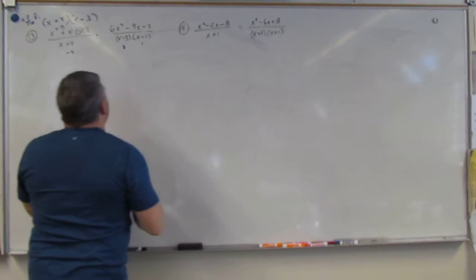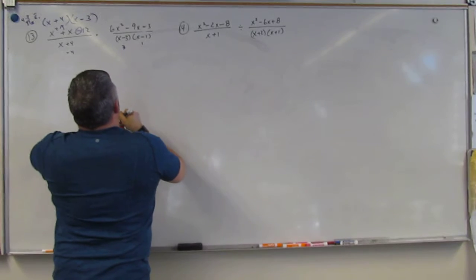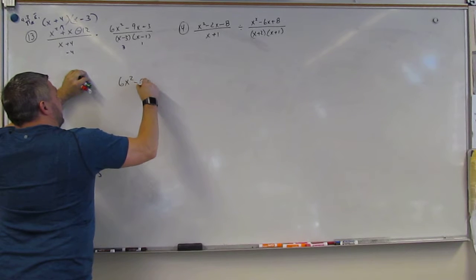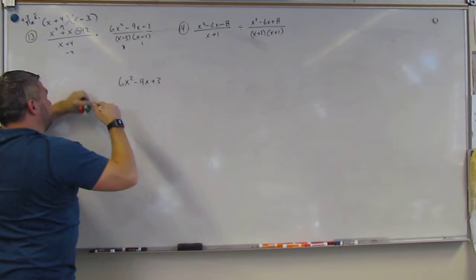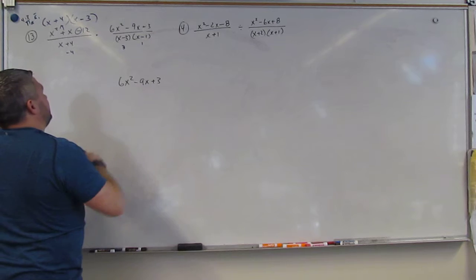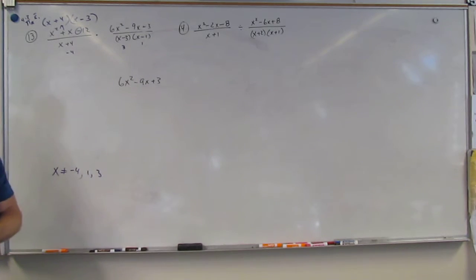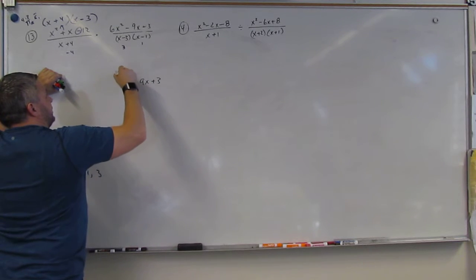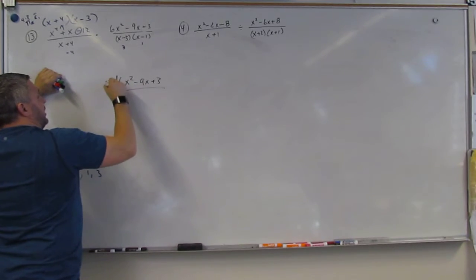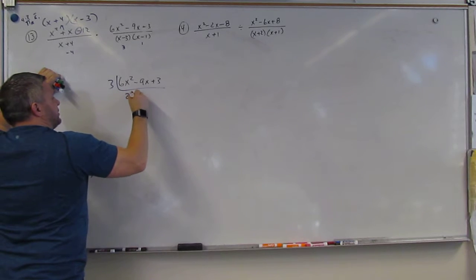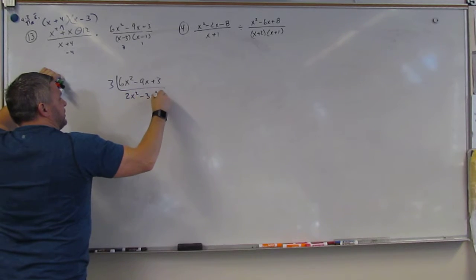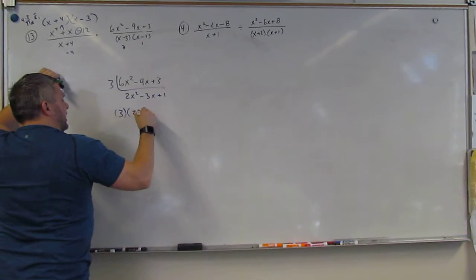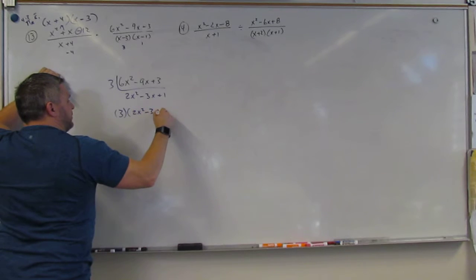Alright. So, I'm actually going to take this down here. 6x squared minus 9x plus 3. And I'm just going to start doing it separate, so then I can just plug it in up there. So, 3 goes into that, so it's going to be 2x squared minus 3x plus 1. So I get 3 times 2x squared minus 3x plus 1.